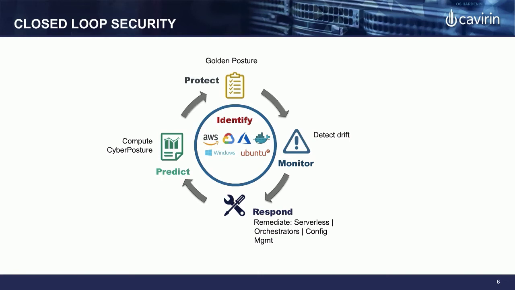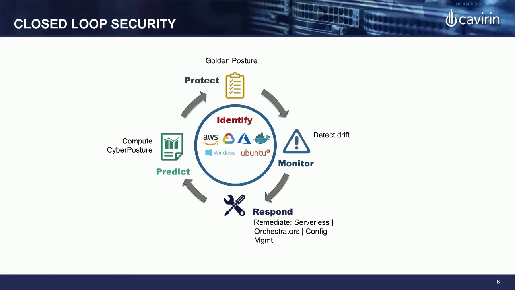This is really identifying and discovering all your assets. The second step is protect, which really refers to evaluating your infrastructure against roughly 80,000 different technical controls, some of which have been authored by Cavirin. Others are from best practices and guidelines from AWS, GCP, Azure, and so on. Once we do that assessment of technical controls, we have a sense for where you stand, but that by itself is not enough. We also monitor your security posture on an ongoing basis and detect drift.